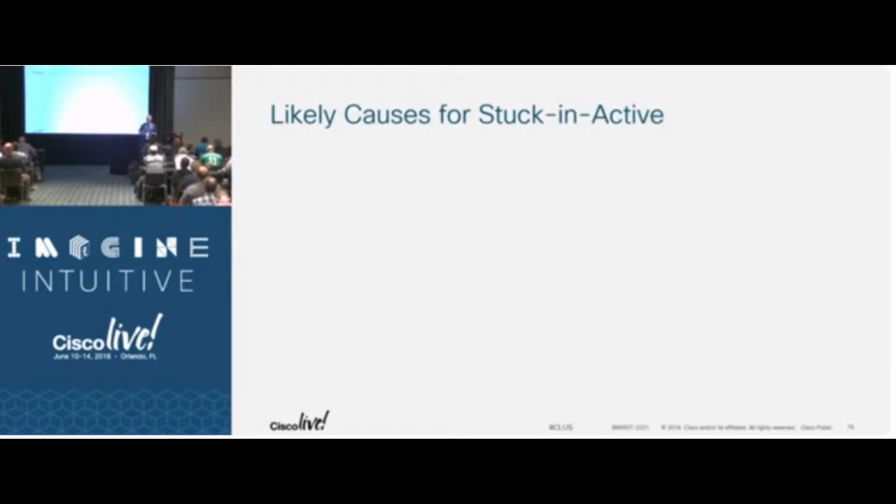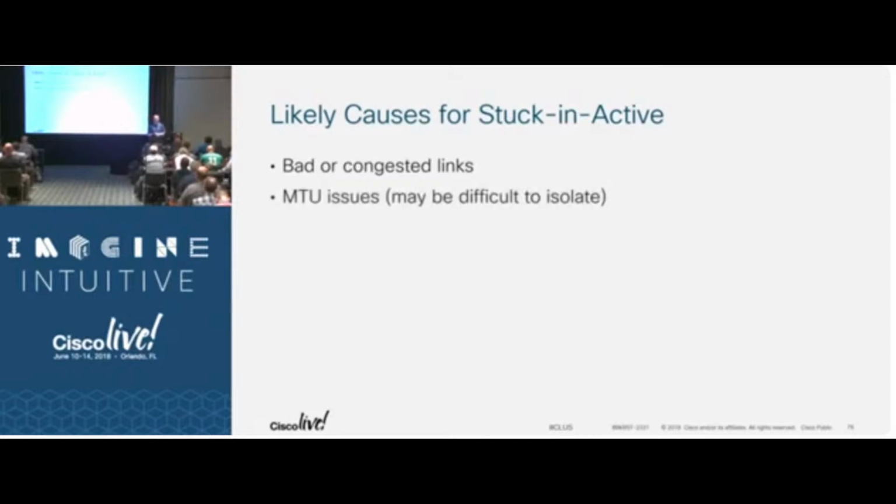What can provoke SIAs? Stuck in actives. Congested links, kind of obvious. Second thing, MTU issues. Again, especially if you had a topology change that included lots of networks and you need to ask about lots of networks in your query packet, because they will be long. Short queries will make it through. Large may not. That's when the MTU issue is going to hit you.